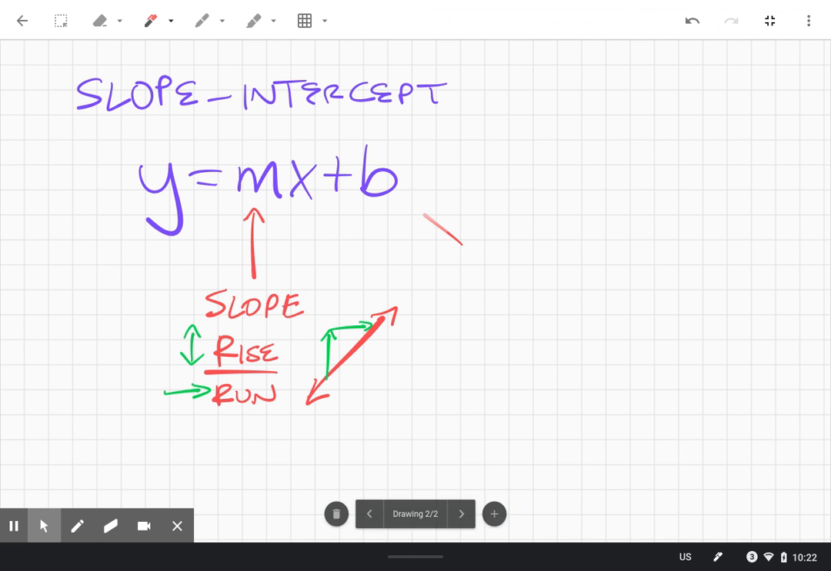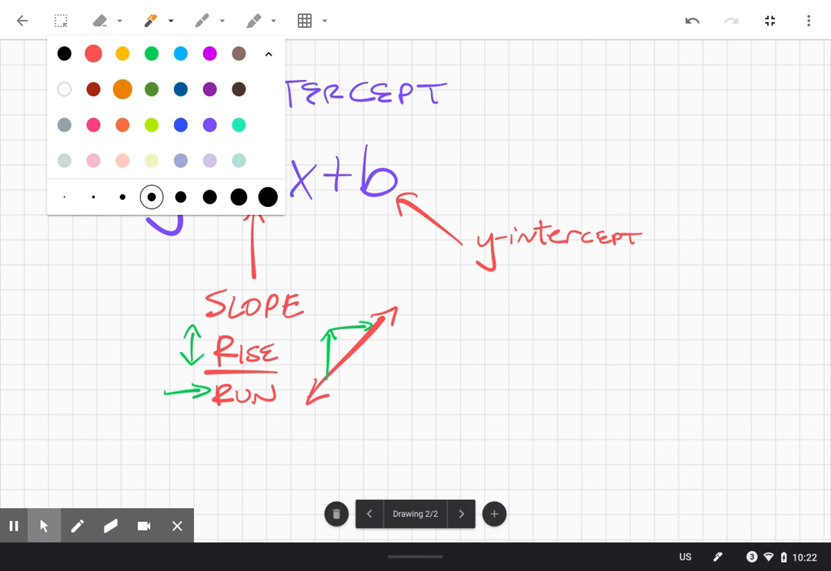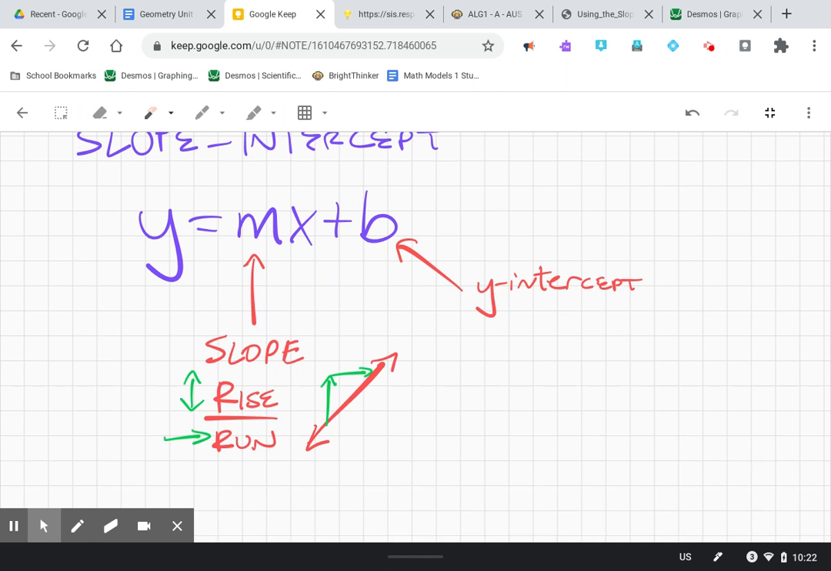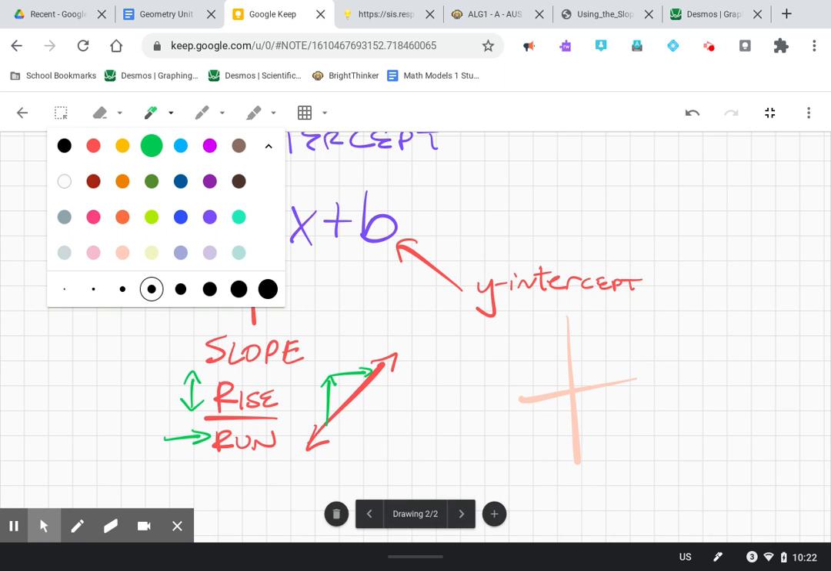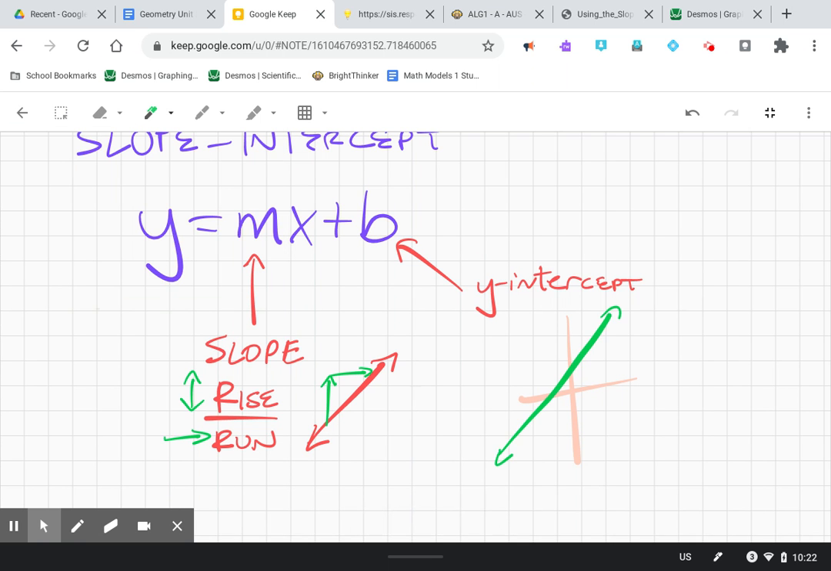And our y-intercept refers to, when you're looking at your graph, you have a line going through here. And the y-intercept is here. It's the place where it crosses the y-axis. All right, so that's the basics.